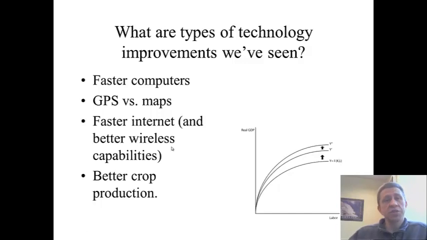Several types of technology are able to improve GDP, are able to shift the production function upward. Here's a short list. I'm sure you can come up with a lot more. Faster computers, GPS versus maps, faster internet, better crop production tools. Some of it would be equipment, some of it would be seeds that are genetically engineered, so they can better withstand drought and use fewer chemicals. All of these things are technology improvements that have helped improve gross domestic product.